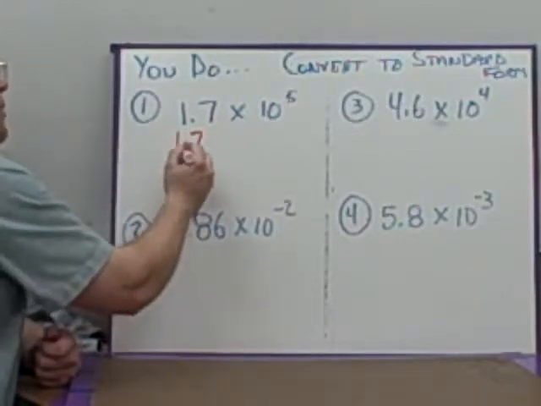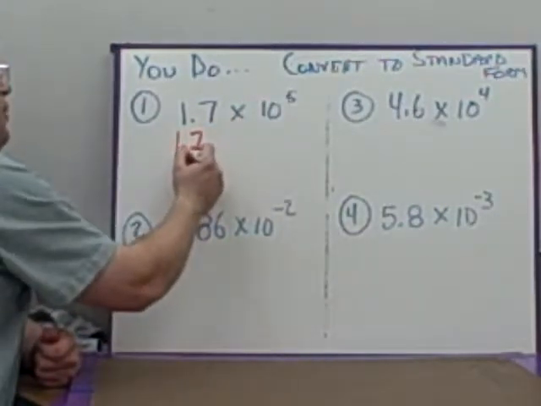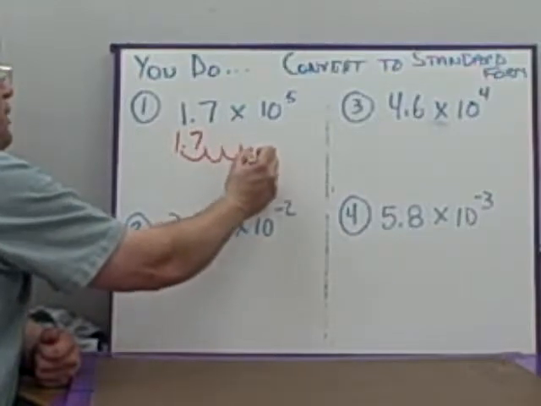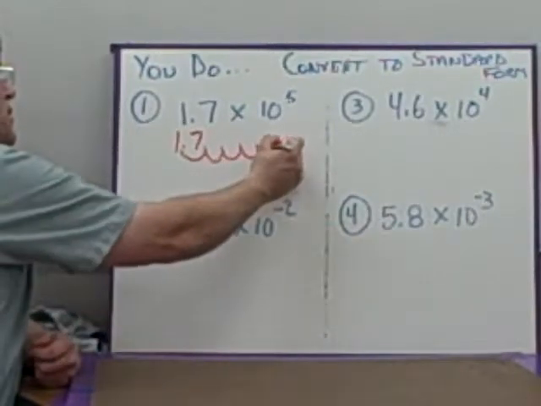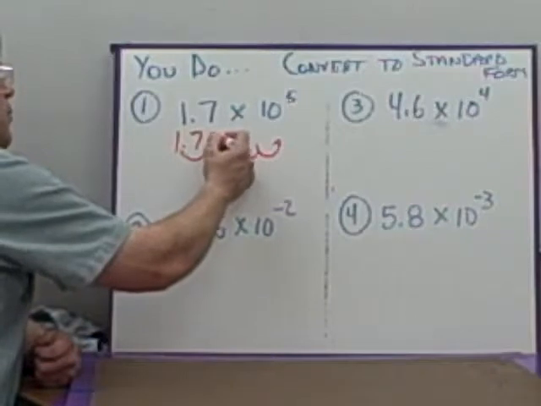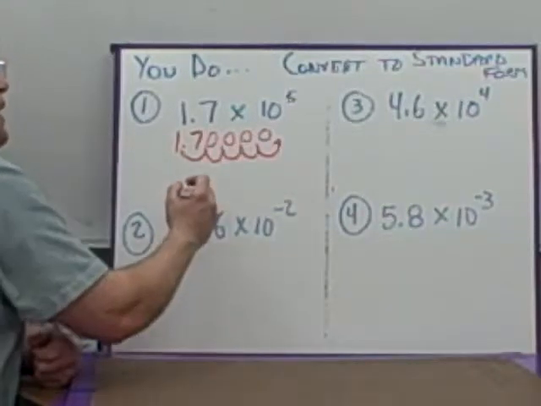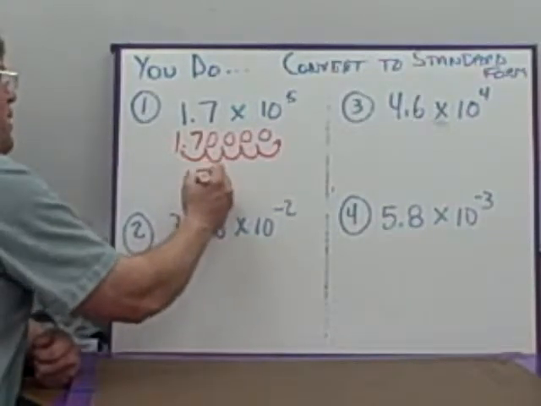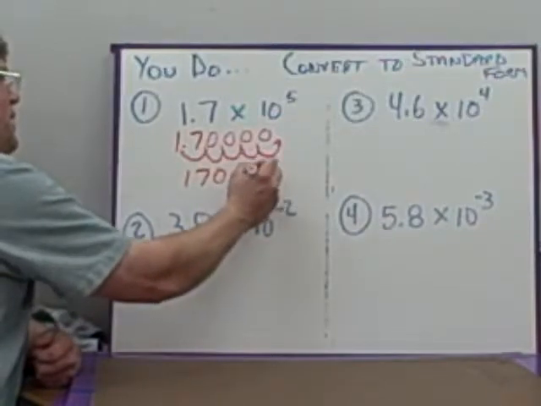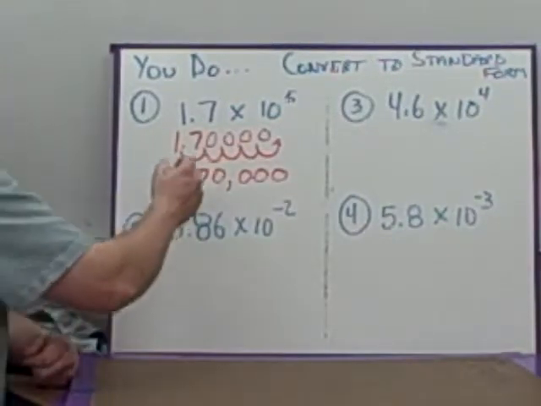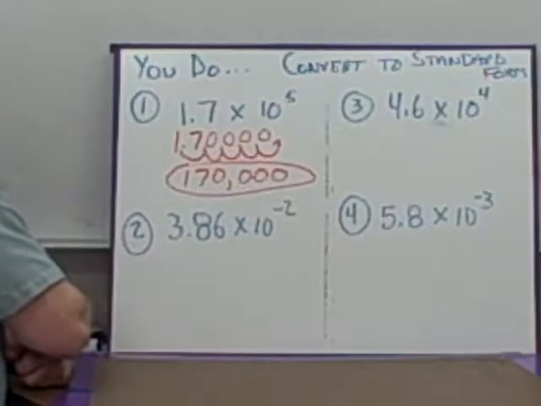1.7 times 10 to the 5th power means I'm going to be moving to the right, since it's a positive 5 power. So I go 1, 2, 3, 4, 5 places to the right. 1, 2, 3, 4 zeros get added in there. So that's going to end up being 170,000. That's my answer on this one.